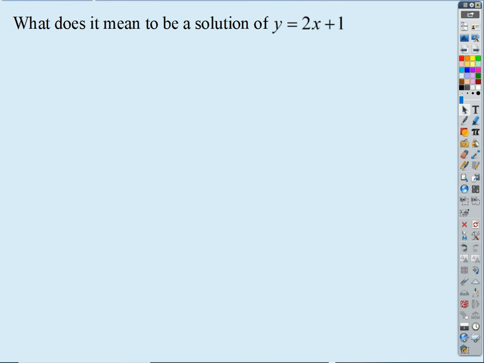Let's talk about this for a second. What does this mean? It's a very important question in math. What's it mean to be a solution of an equation? What's that mean?